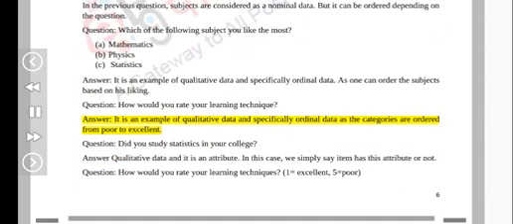Answer. It is an example of qualitative data and specifically ordinal data as the categories are ordered from poor to excellent. Question. Did you study statistics in your college? Answer. Qualitative data and it is an attribute. In this case, we simply say item has this attribute or not. Question. How would you rate your learning techniques? 1 equals excellent, 5 equals poor.